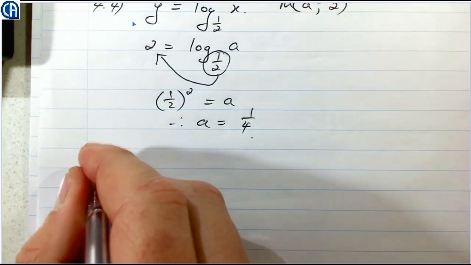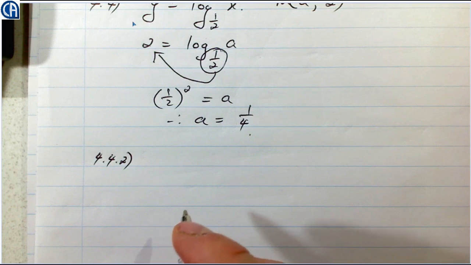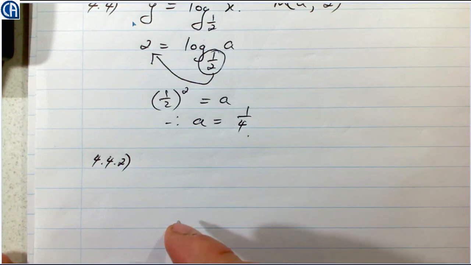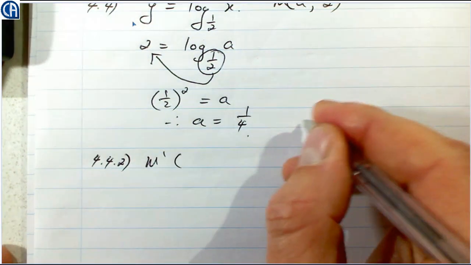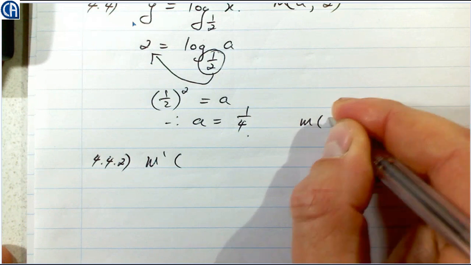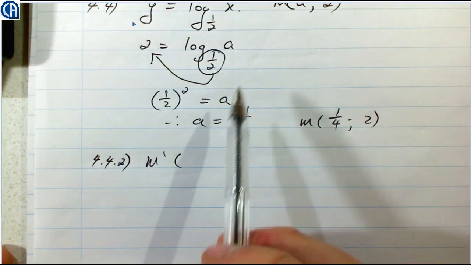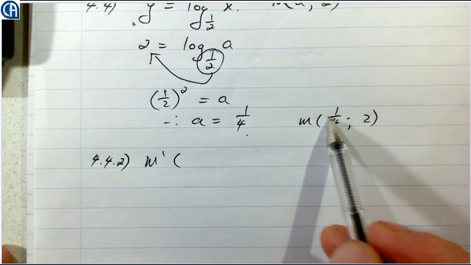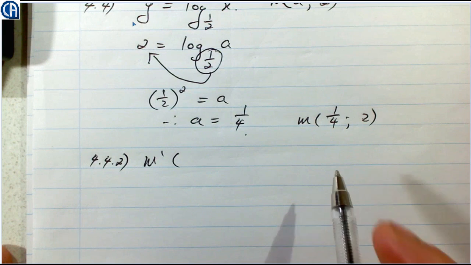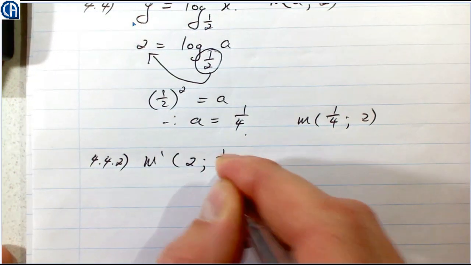4.4.2. If m1 is the image of m that lies on g, write down the coordinates of m1. So let's just write that coordinate down. What's that? (1/4; 2). So remember, when you work out the inverse, y equal to x, that means the x and y values interchange. So then m1 would be (2; 1/4).